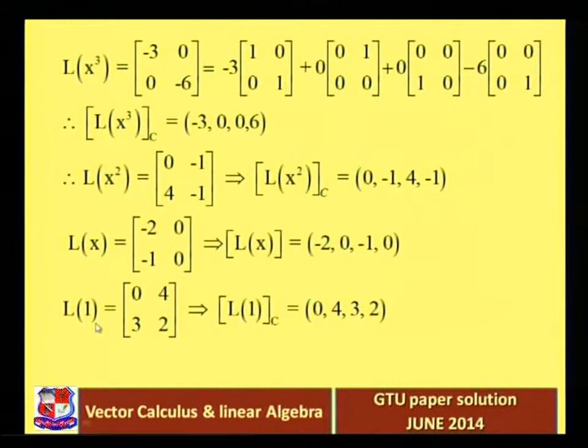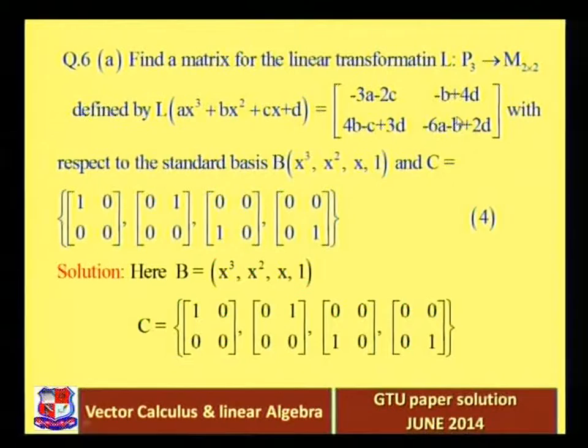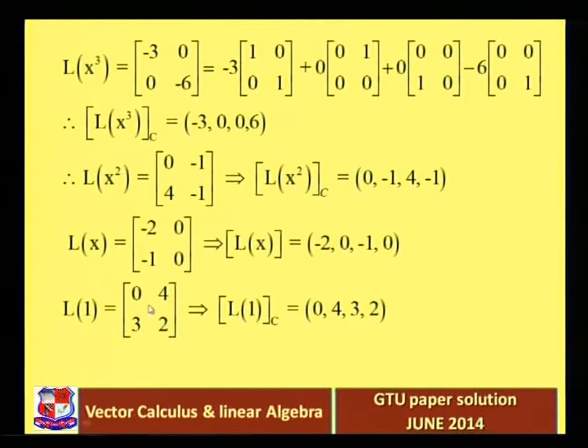Similarly, we can find L of 1, that is D is 1, A, B, C are 0. So put D equal to 1 and A, B, C equal to 0 in the right hand side. So you will get 0, 4, 3, 2. Okay. So the last column of the required matrix is 0, 4, 3, 2.